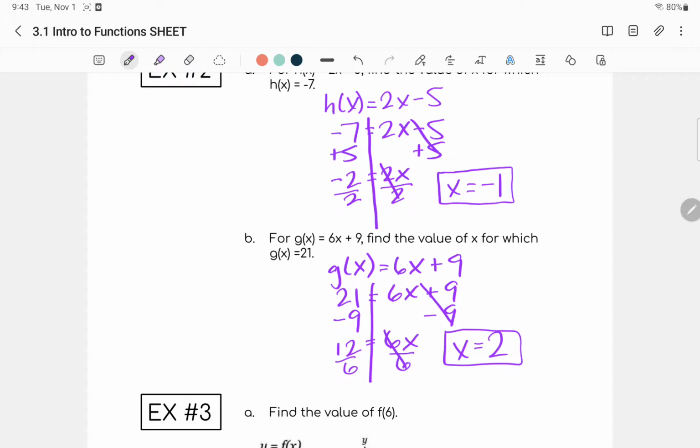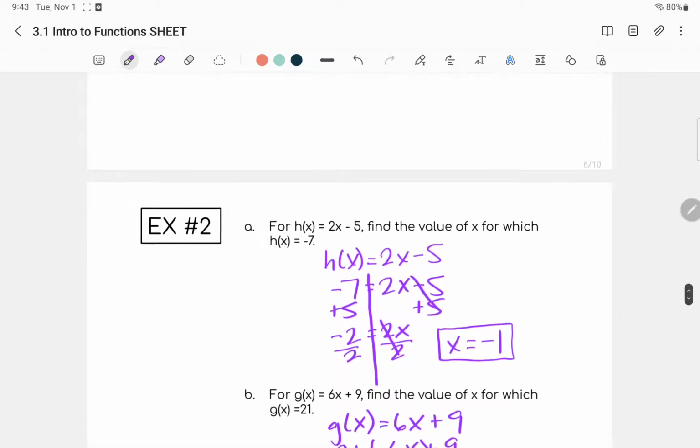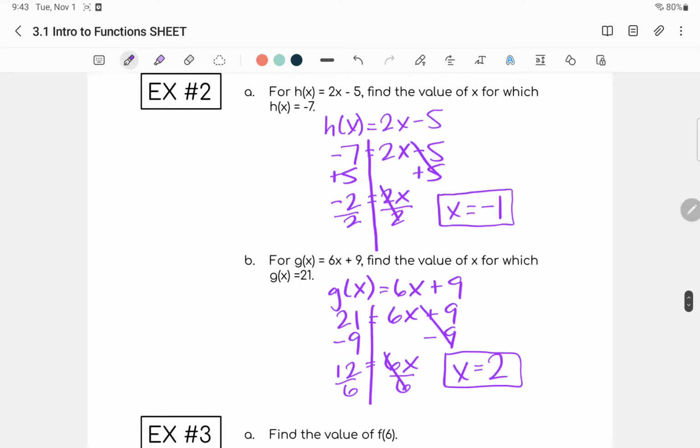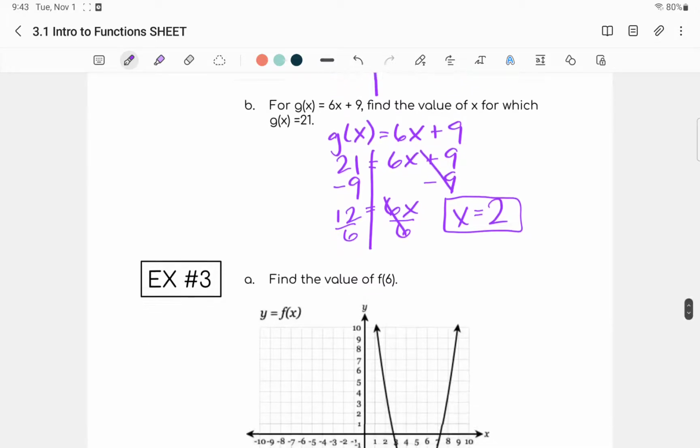So just to recap one more time, for example number 1, when we evaluate the function for when x is whatever number, they're giving us the input and we're finding the output. They're giving us the x and we're finding the y. And then down here, they are giving us the y, we have to find x. So if you're given one of those, either the input or the output, you can always find the other if you know what the function is.